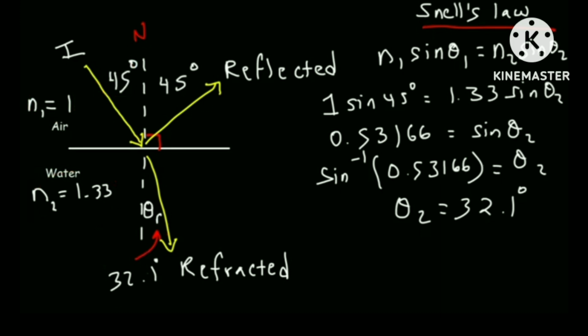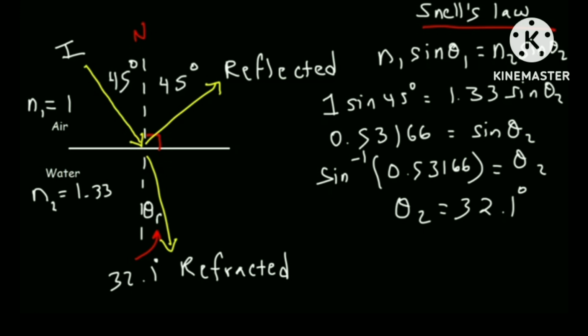Now the reverse is true. If the incident ray traveled from a material with a high index of refraction to a material with a low index of refraction, the angle is going to increase. And so it's going to bend away from the normal line as opposed to toward the normal line.